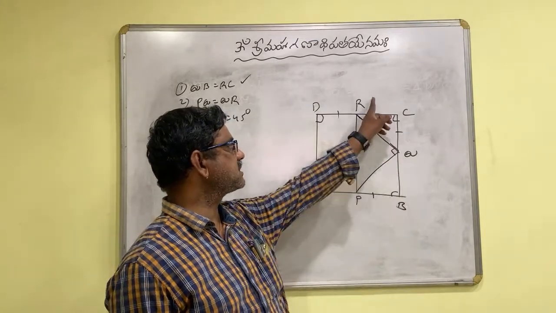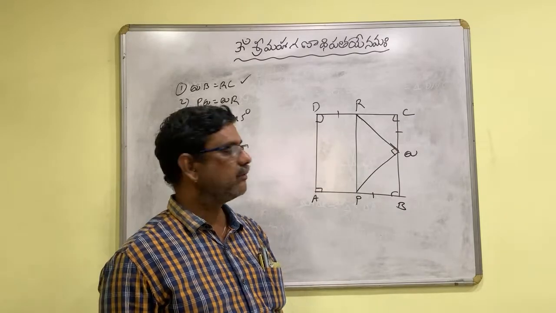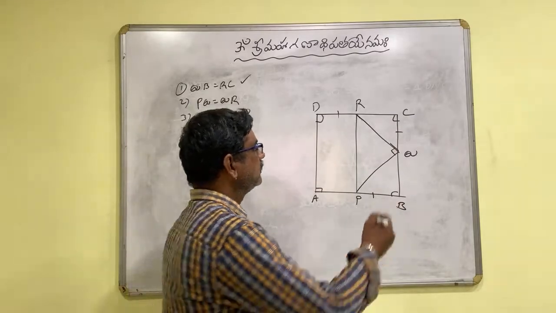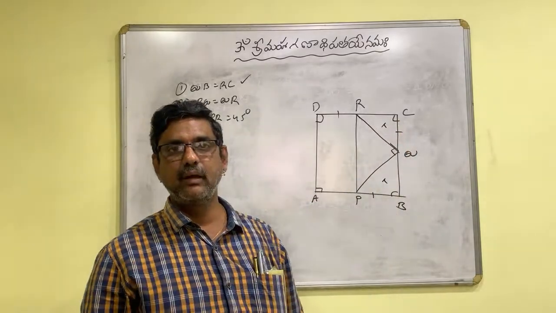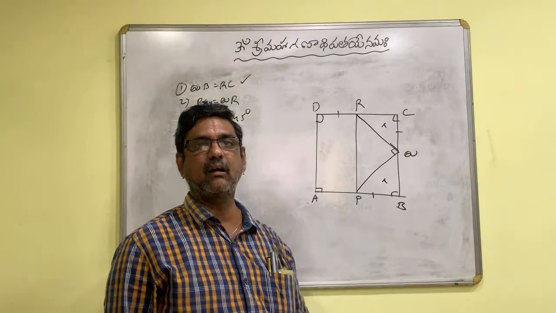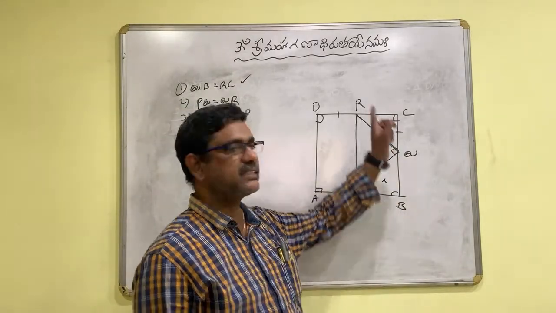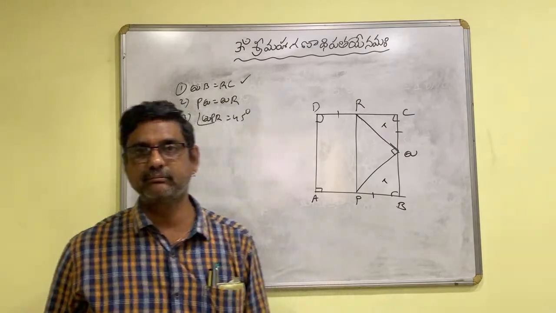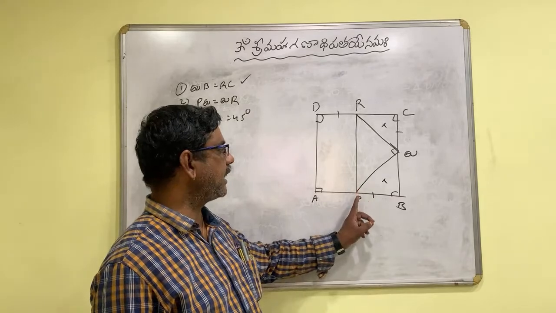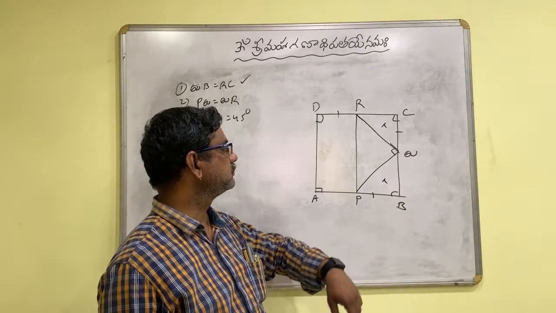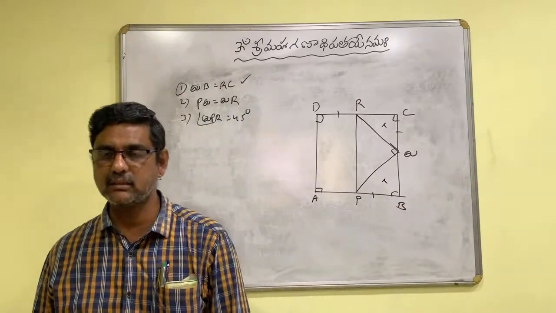QB and RC. In order to prove that they are equal, we need to prove this triangle and this triangle are both congruent. If we prove these two triangles are congruent, then automatically QB is equal to RC by CPCT. Are they congruent? Triangle PBQ and triangle RCQ. Are they congruent?